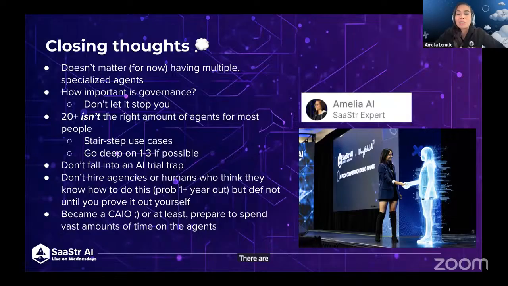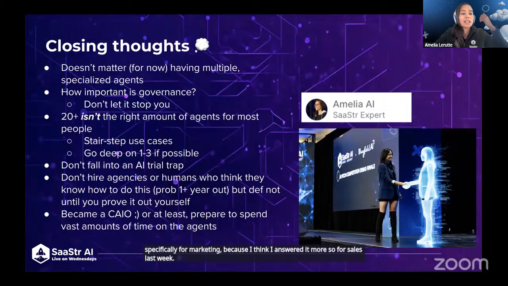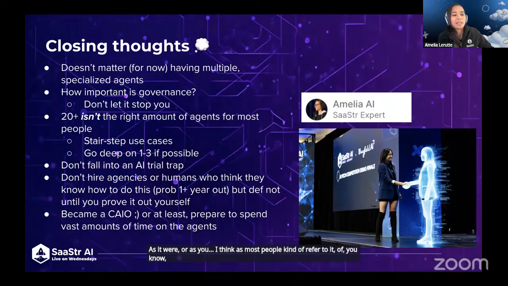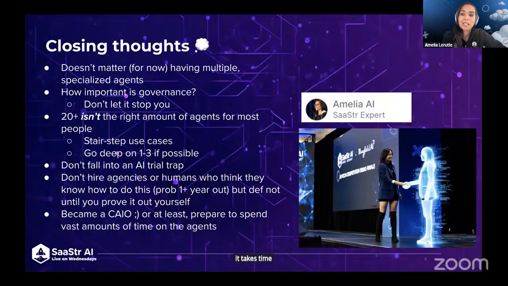I mentioned it last week, but I'll answer it more specifically for marketing because I answered it more for sales last week. When it comes to orchestration, as most people refer to it, how do you push data from one system to another through all your AIs and then maybe train into your agents? Maybe that's a good loose, broad definition of orchestration. It takes time. There is no substitute for time. I said it last week from a sales perspective. I'll say it again this week from a marketing perspective.